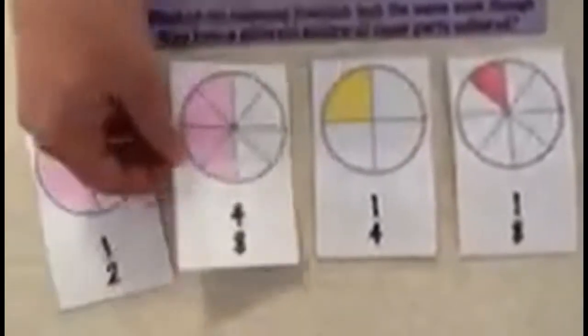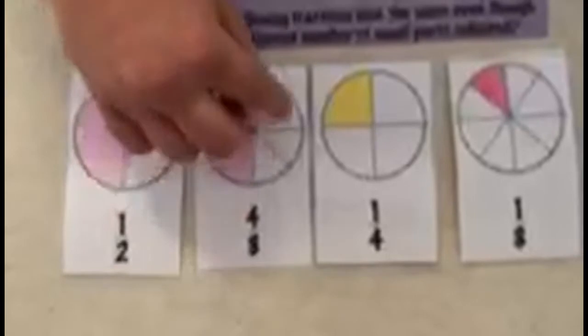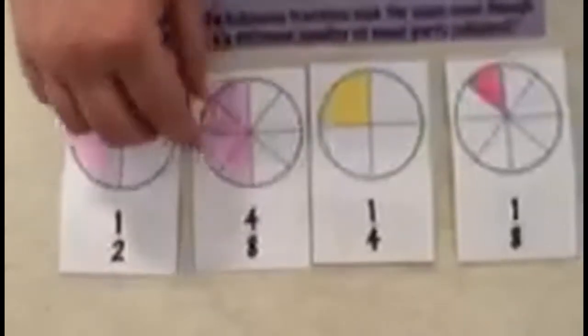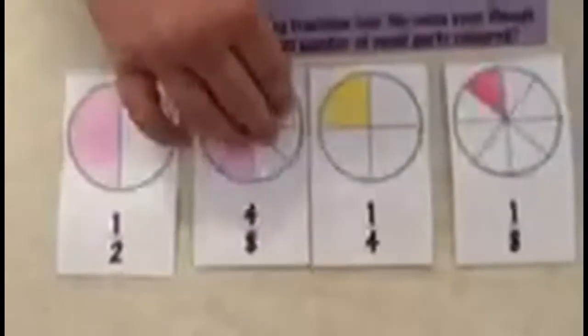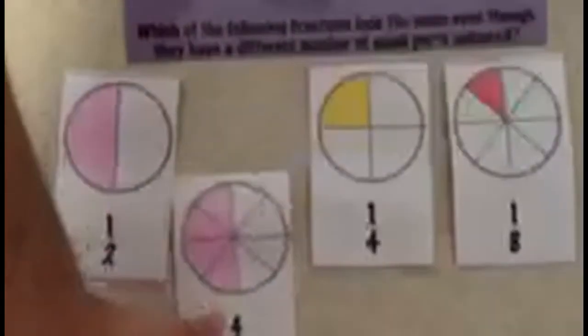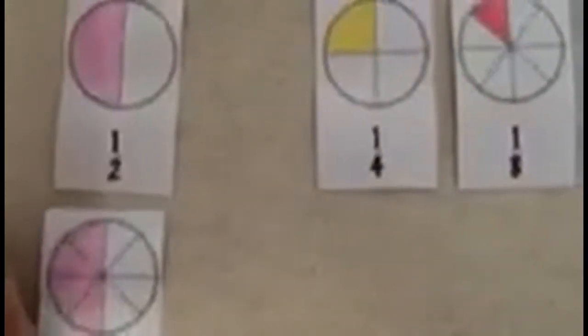This card has 4 of 8 equal pieces coloured, which is 4/8. And if we look closely, it looks the same as 1 half, so it must be 1 half.